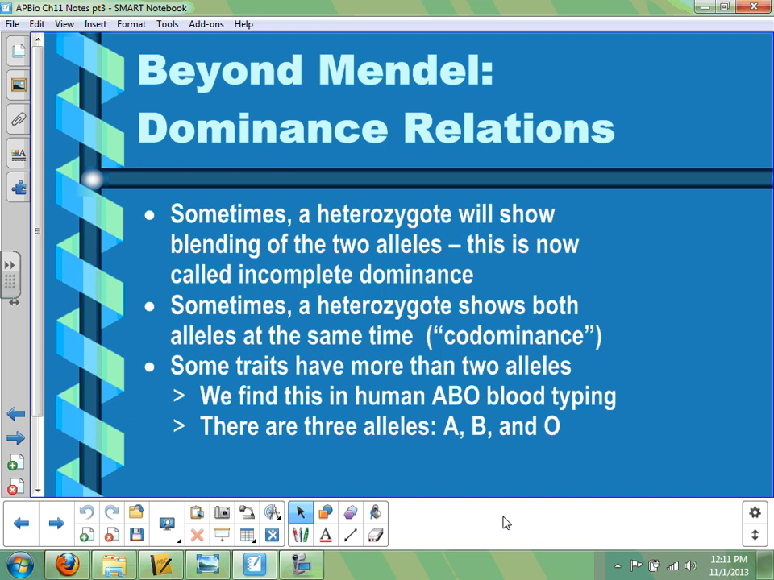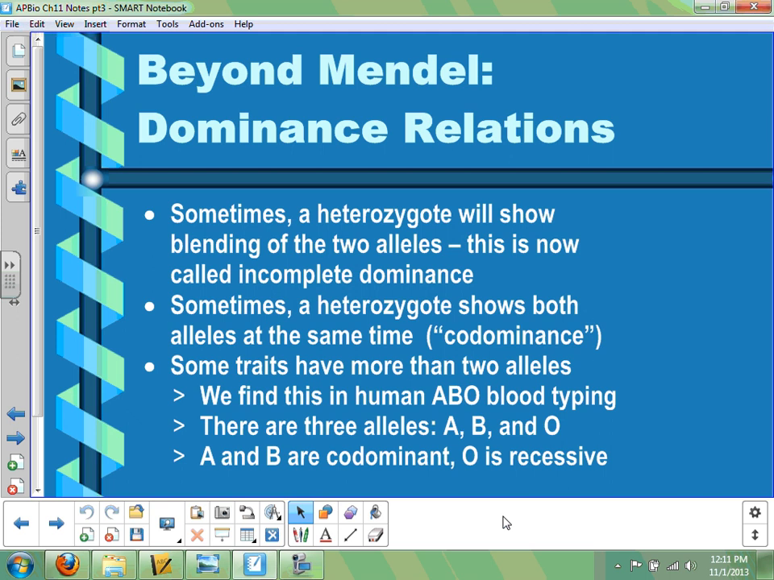But in terms of the inheritance, there are 3 different alleles, and A and B are co-dominant alleles, meaning if you're heterozygous with both A and B, they'll both show up. That's how you get blood type AB. O is recessive, so the only way you can have type O blood is if you have 2 O alleles.